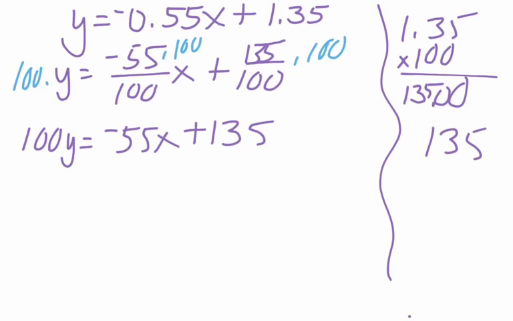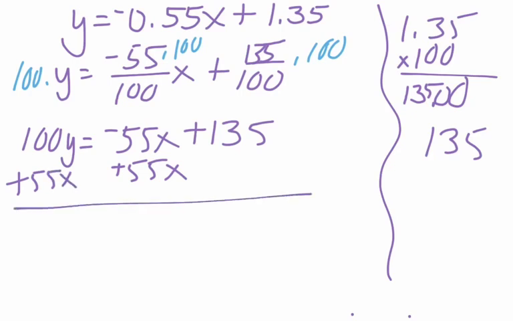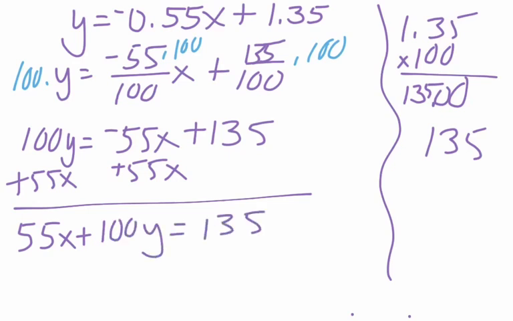And we're not quite in standard form yet. We do need to move our x value over to the other side. We need to get it away from the right side and put it over on the left side. So we'll add 55x. And then I'm just going to write this in the correct order. So we'd have 55x plus 100y equals 135.